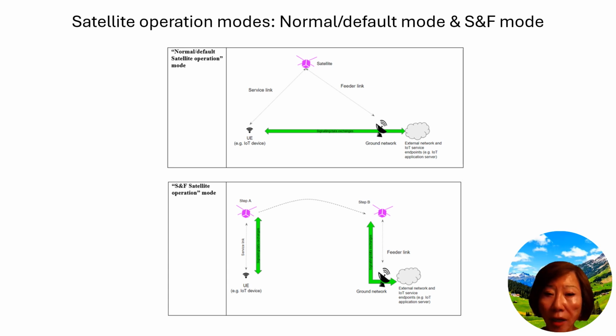The external network and IoT service endpoints are shown here as a cloud icon. So it's labeled as such. And it represents the broader network infrastructure and specific IoT services or applications that interact with the IoT devices.